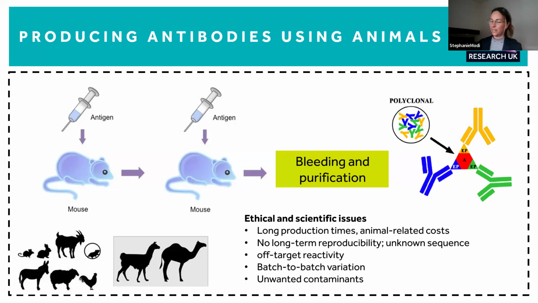There are some issues with using polyclonal antibodies. So for example, it can take a long time to make them. You've got to consider all the animal costs, housing the animals, training people in animal handling and immunization techniques. And they're not sequenced, so there's no long-term reproducibility for these antibodies. And they often hit targets which are not intended targets. And you get batch-to-batch variation. So this is going to really impact your results if you're getting a different set of antibodies each time you immunize a batch of animals. And you may get unwanted contaminants as well.